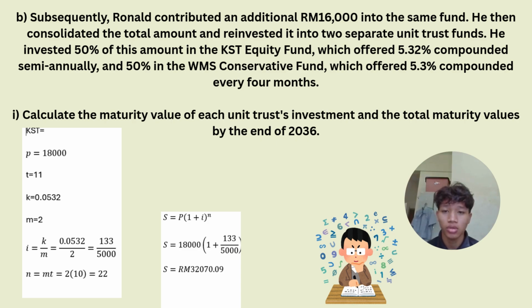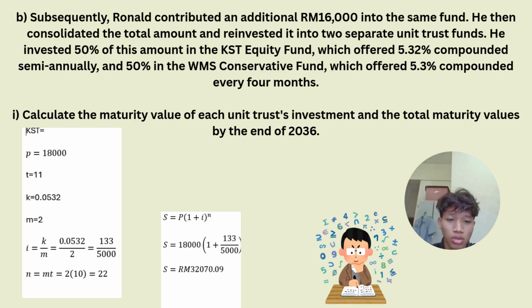Question B. Subsequently, Ronald contributed an additional 16,000 into the same fund. He then consolidated the total amount and reinvested it into two separate unit trust funds. He invested 50% of this amount in the KST equity fund, which offered 5.32% compounded semi-annually, and 50% in the WMS conservative fund, which offered 5.3% compounded every 4 months. The question is, calculate the maturity value of each unit trust investment and the total maturity value by the end of 2036.